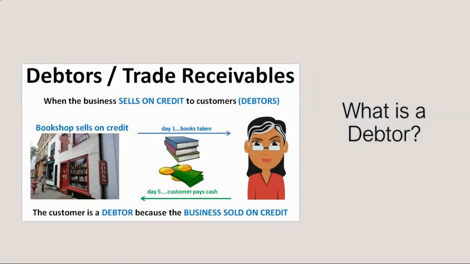Now, a debtor is someone that owes money to me. Okay, so I've sold something on credit to a customer. That customer owes money to the business, and they are called a debtor. If we take this example on the screen, this bookshop sold books to this lady on credit. She's taking the books on day 1, but she doesn't have money yet. So she's buying on credit, and then she only pays the bookstore back on day 5.